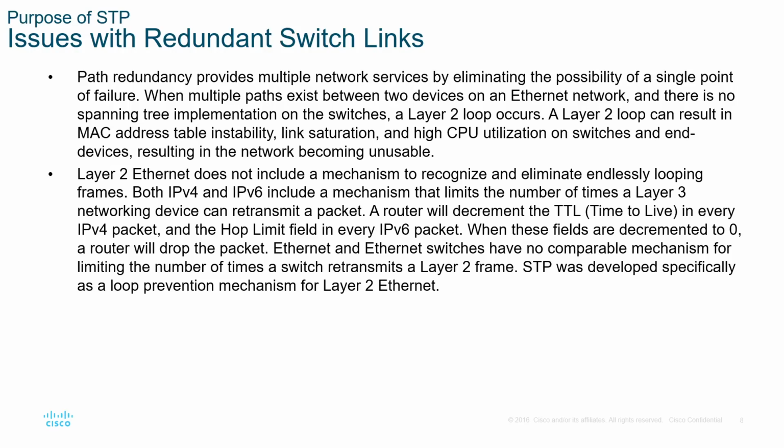Layer 2 Ethernet does not include a mechanism to recognize and eliminate endlessly looping frames. When we talk about layer 3, this is not an issue because layer 3 has the TTL, or the time to live. And as we already know, the TTL decrements every time the packet passes through a router. Now, when we talk about layer 2 topologies, there is no router, so there is no hop. And that means that a frame can be endlessly traveling through the spanning tree loop.